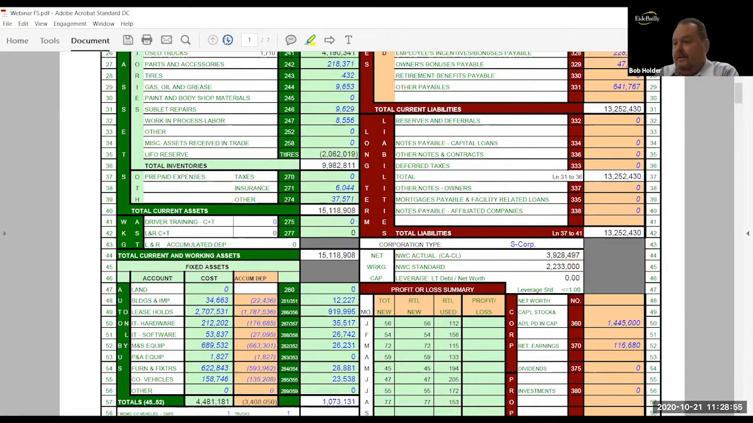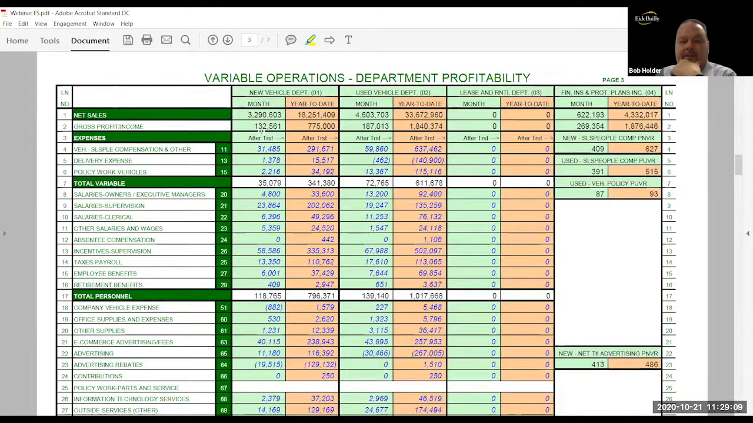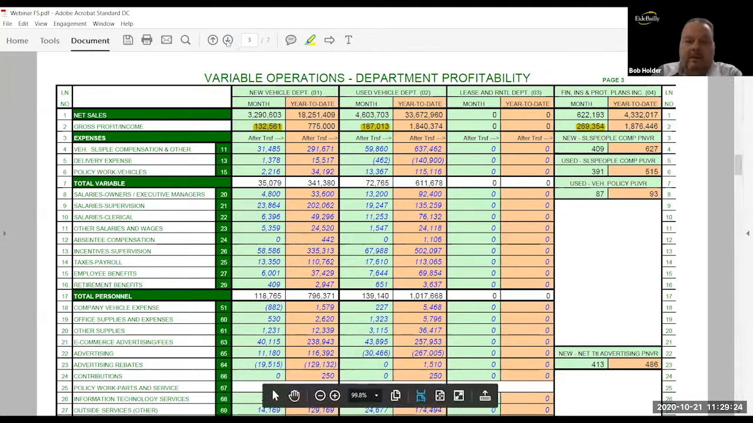All right, so let's move on to variable gross. Variable operations are here, as I mentioned, and then we look at variable gross profit. Variable gross profit consists of new vehicle gross profit, used vehicle gross profit, and F&I gross profit. So that's how those three are there, and then the breakdown even more, as I talked about earlier.